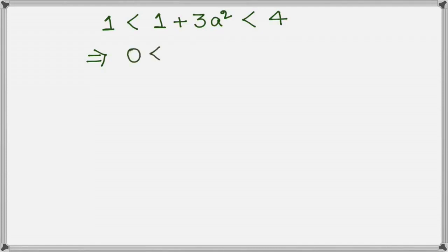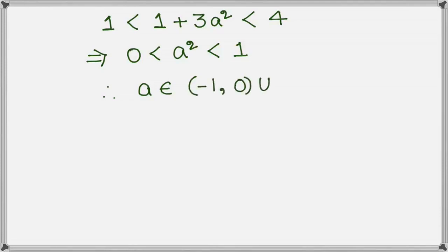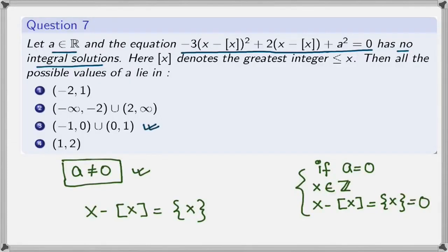Now squaring the inequality, we obtain 1 is strictly less than 1 plus 3a square, and this is strictly less than 4. Therefore we obtain 0 is strictly less than a square, and a square is strictly less than 1. So this is a possible range of a square, and from here we get that a belongs to the open interval minus 1 to 0 union the open interval 0 to 1. So option 3 is correct.